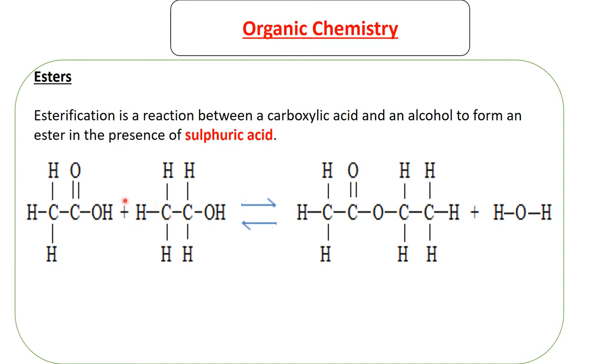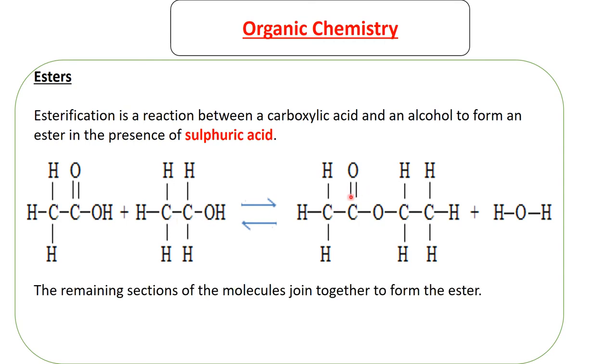So when they react, the acid is going to lose the OH and the alcohol is going to lose the H. So when this happens, the acid and the alcohol are going to combine. The OH and the H are going also to combine to form water, and of course the remaining parts, like I said, they'll form the ester. So this is how esterification occurs. So the equation is simple. We have the acid reacting with the alcohol to form the ester and water.